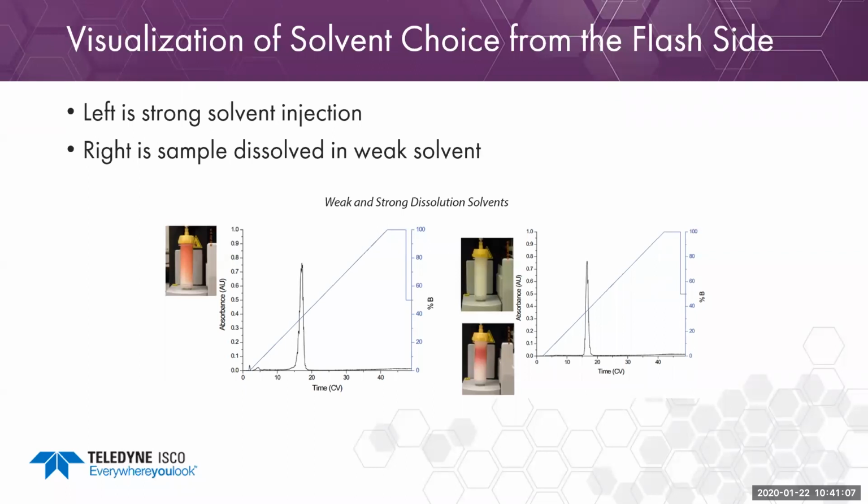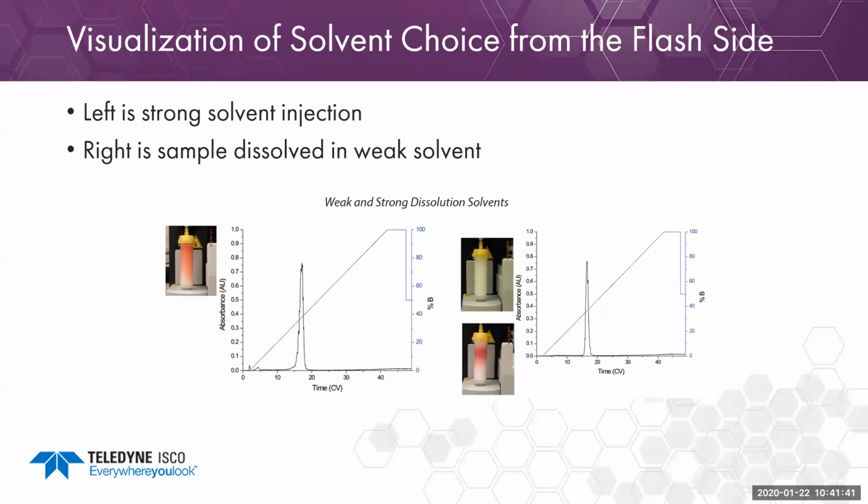On the left here is a picture of the column with the compound. As we've injected it, it's already running down the column. It's almost to the bottom of the column. It's not well dissolved in the solvent that we've chosen. On the right here, we've chosen a weak solvent to dissolve it in, and we've used more solvent volume. But you can see once we've loaded it, we don't see any elution down the column front there.